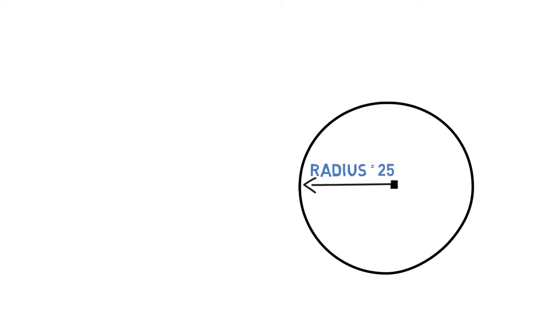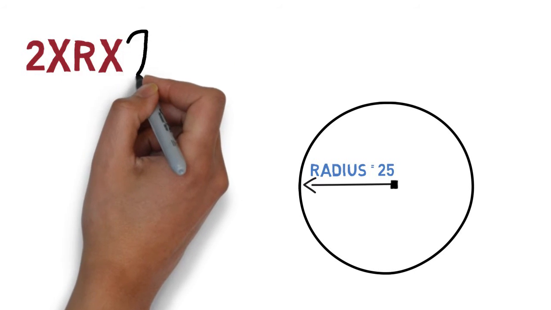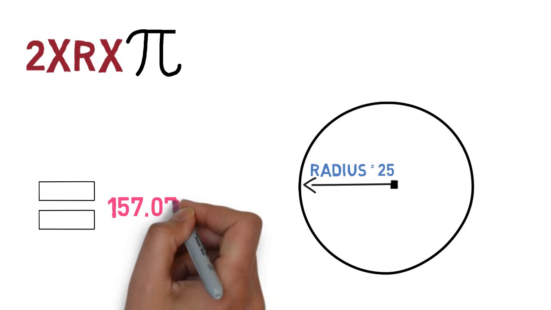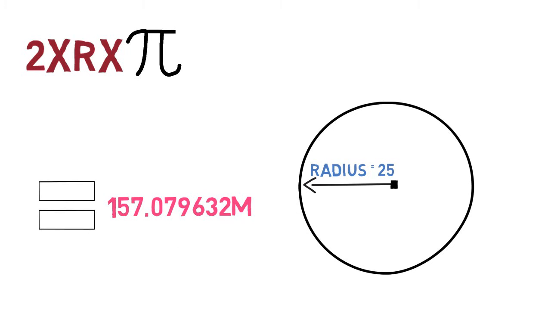Here's an example. This circle has a radius of 25 meters, and we want to find the circumference and area of it. All we have to do is double the radius to get the diameter, and multiply it by pi. This gives us our circumference, 157.079632 meters, which we would round to 157 meters.